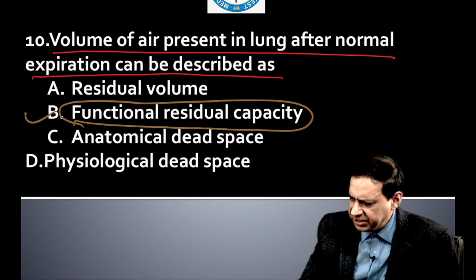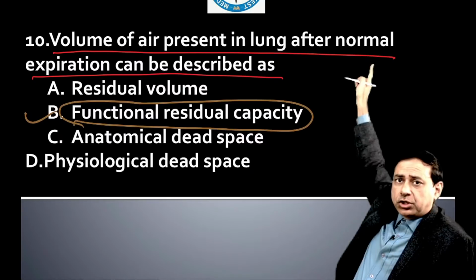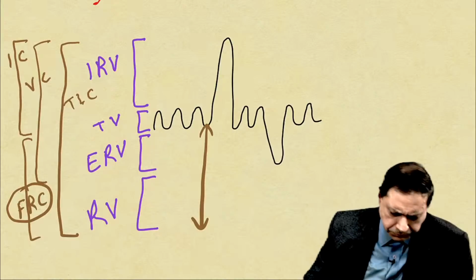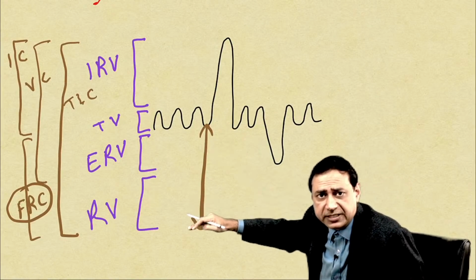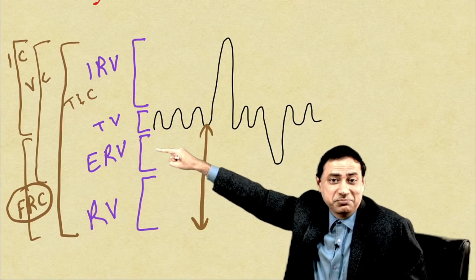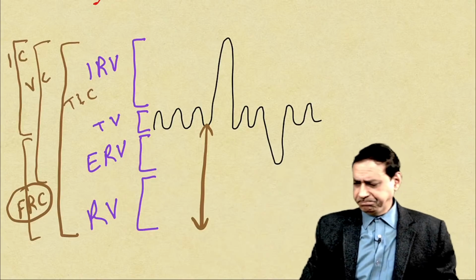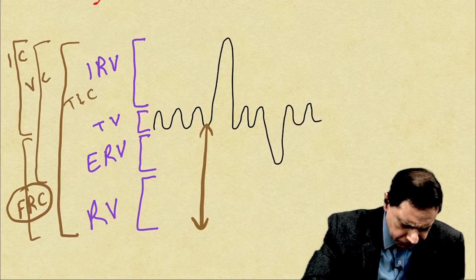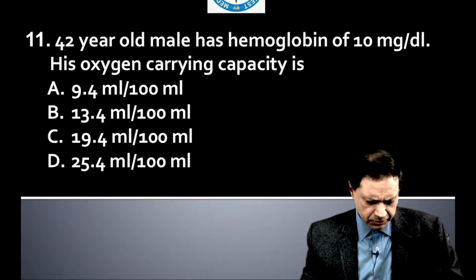Residual volume is something which is present in the lung after forceful expiration. We are talking about normal expiration. Done? You can see this diagram again. After normal expiration, the amount present is residual volume plus expiratory reserve volume. So this is functional residual capacity. This is done. Okay. See the next question.